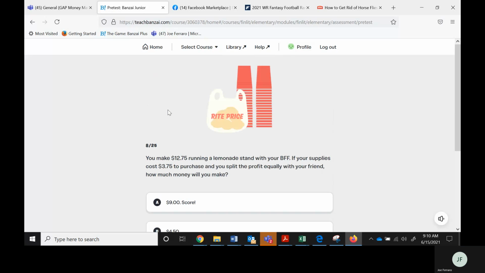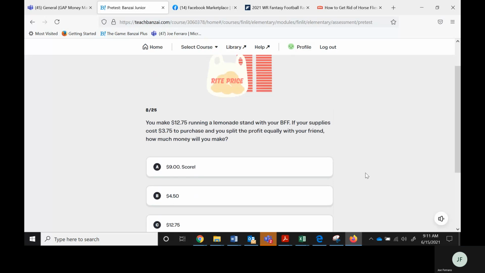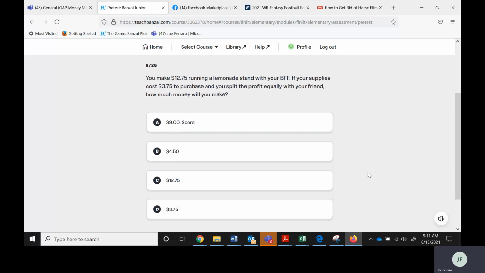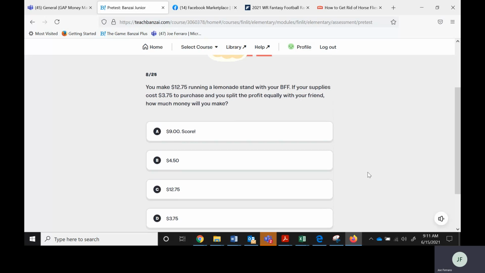Number 8, you make $12.75 running a lemonade stand with your BFF. If your supplies cost $3.75 to purchase and you split the profit equally with your friend, how much money will you make? A, $9. B, $4.50. C, $12.75. D, $3.75. Okay, so again, you make $12.75. Supplies cost $3.75, and then you split it with someone. I'm asking how much money you make.